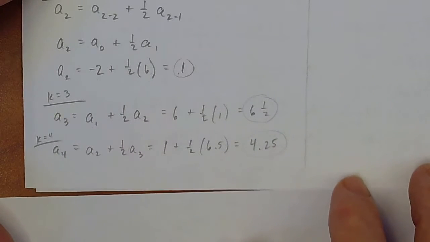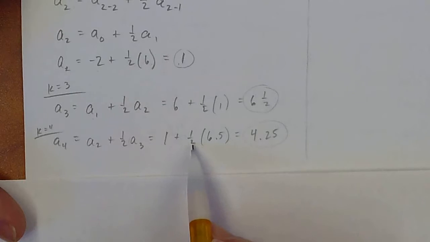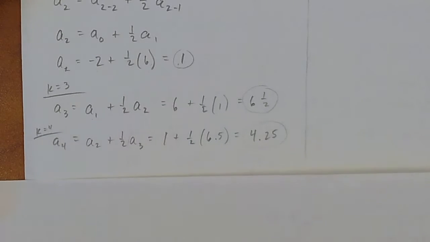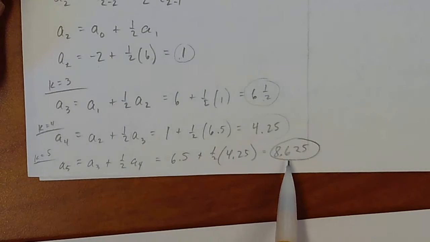Okay. Here's K equals 4. I need the second term and third term. Plug them in. We get 4.25. All right, and there's the last one.